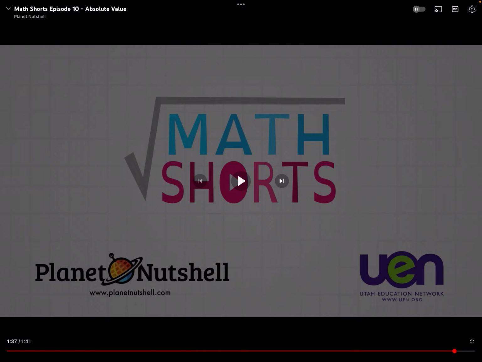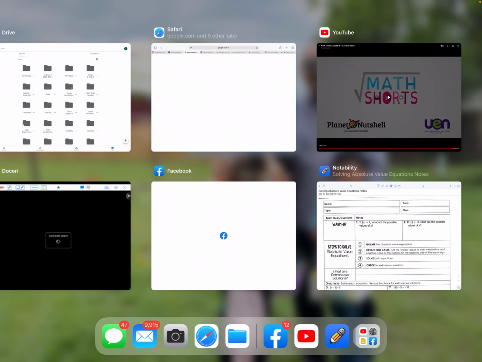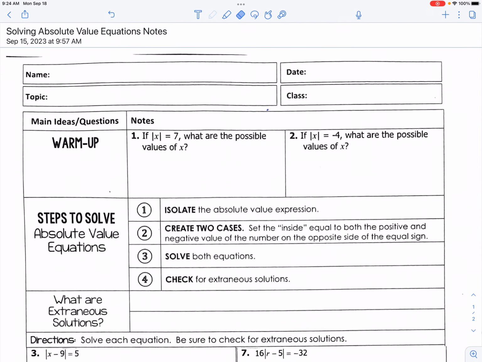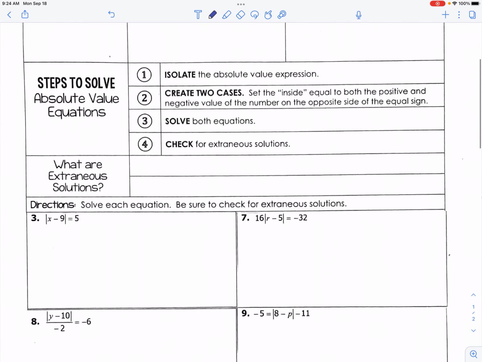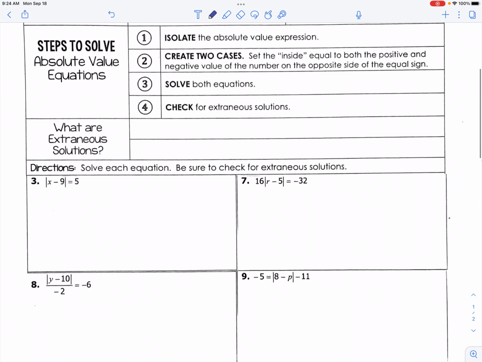So that's what we're going to be looking at today. We're going to be looking at solving absolute value problems. We have understood that absolute value is a distance, so it always has to be positive. So a lot of times what we're going to be doing is we're going to be getting 2 solutions when we're solving for absolute values.